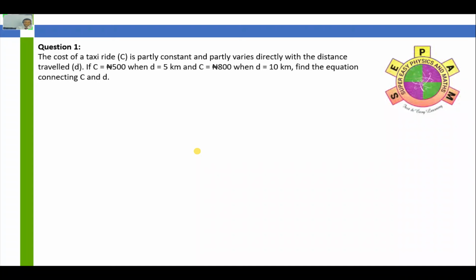Question 1. The cost of a taxi ride C is partly constant and partly varies directly with the distance traveled. If C is 500 naira for a 5-kilometer ride, so we have that, and then a 10-kilometer ride will cost 800 naira. Find the equation connecting the cost and the distance.